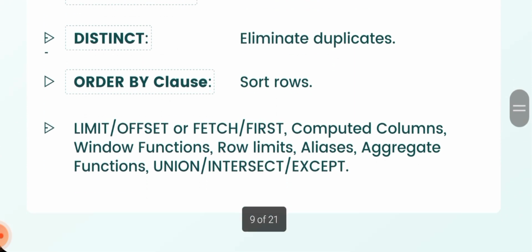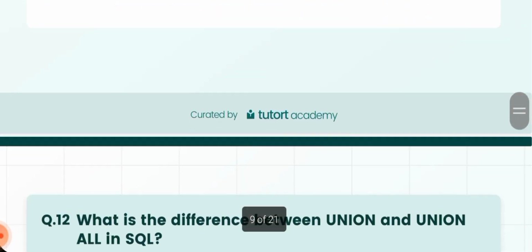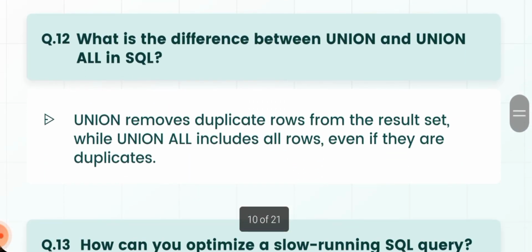Limit or offset or fetch first, computed columns, window functions, row limits, aliases, aggregate functions, union, intersect, except. What is the difference between union and union all in SQL? Union removes the duplicate rows from the result set, while union all includes all rows even if they are duplicates.